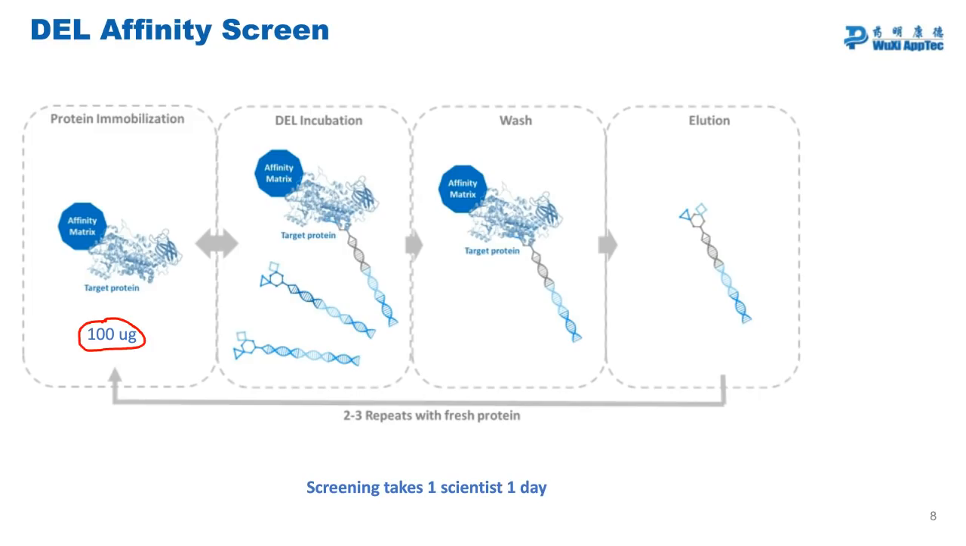You then elute those by running heated buffer over the target. The target will denature a bit. Now the binding pocket is gone. And as you can see in the right panel, you end up with the sequence, which you amplify and decode, which tells you the structures of the ligands that bound to your target. Now, what's nice about a DEL screen is that it takes one person one day to run this screen.